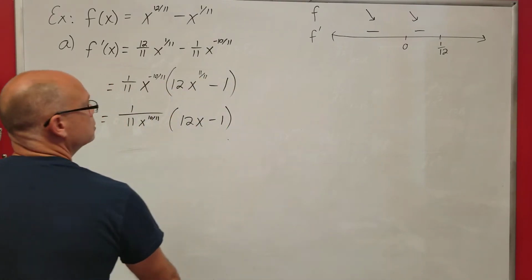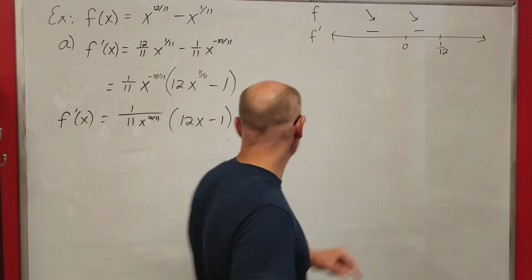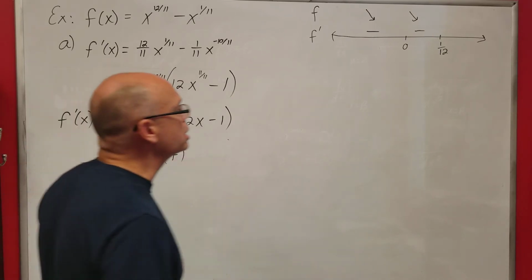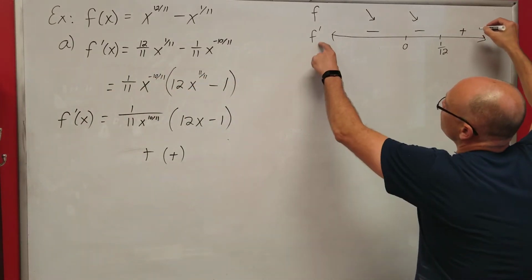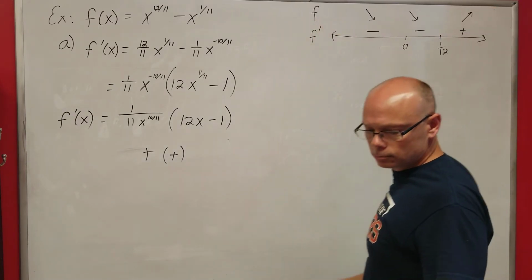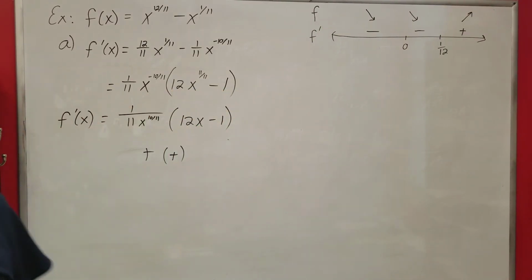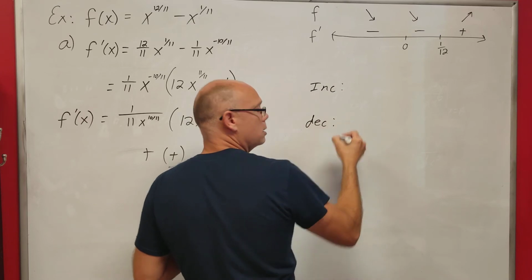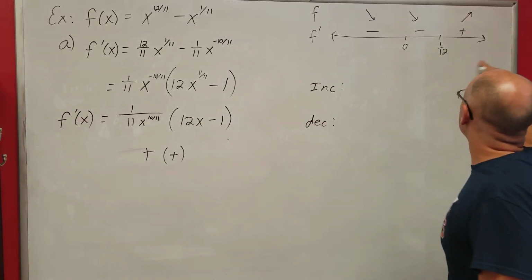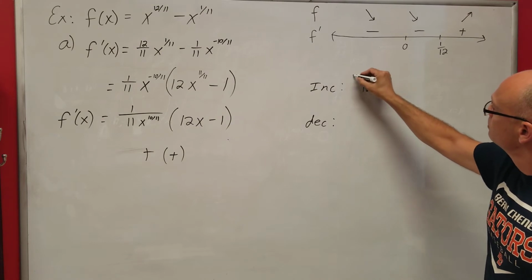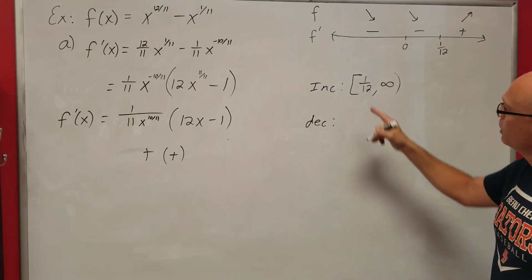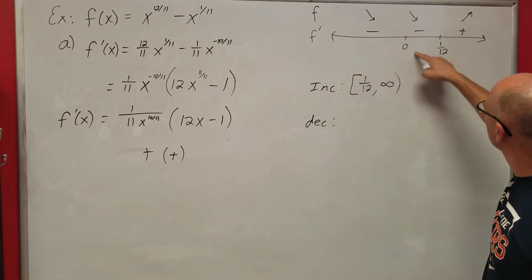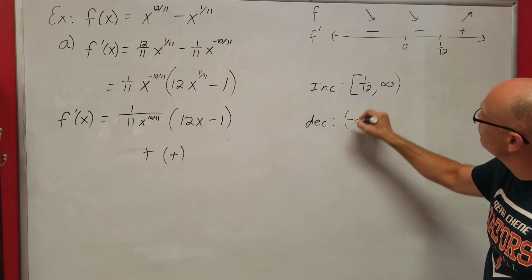Now let's pick a test value over here. 1 sounds good. If I pick 1 and plug it in, I'll get a positive times a positive, which gives me a positive for my derivative, so that means my function is increasing. Now what do they want me to do here? List the intervals where it's increasing and decreasing. So it's increasing from 1/12 to infinity. Remember, this book uses brackets for increasing and decreasing. Where's it decreasing? All along here, right? So from negative infinity to what?